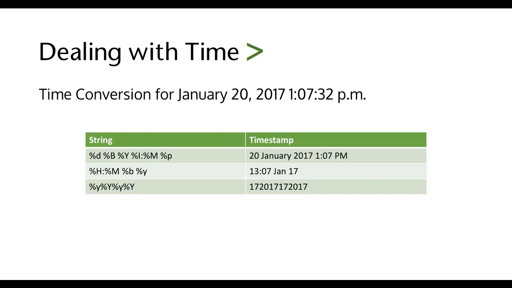And on the third one down, this is something you probably would never use. I cannot imagine a scenario when you would ever use alternating lowercase and capital Y's, but you could theoretically do it, and the output would be 2-digit year, 4-digit year, 2-digit year, 4-digit year. So 17, 2017, 17, 2017.